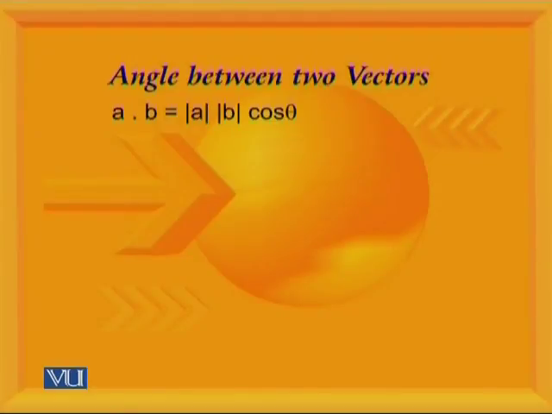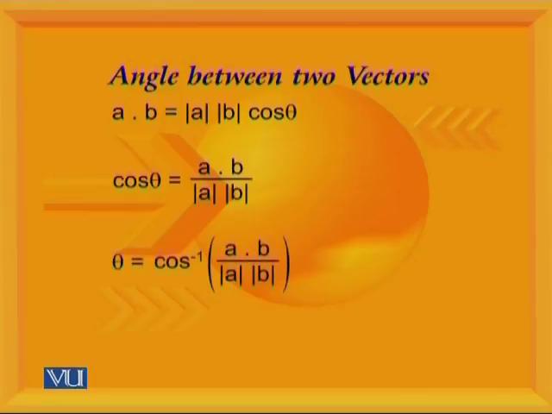From the definition that A dot B is equal to magnitude of A, magnitude of B into cosine of theta, cosine of theta will be equal to A dot B divided by magnitude of A multiplied by magnitude of B, and from here we can find theta, and theta lies between 0 to pi. Let us do one example finding the angle between two vectors when the two vectors are given in components form.